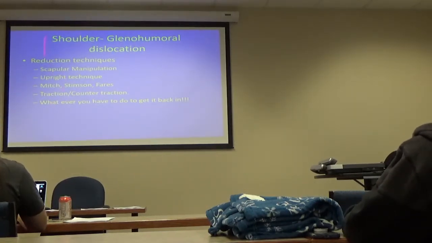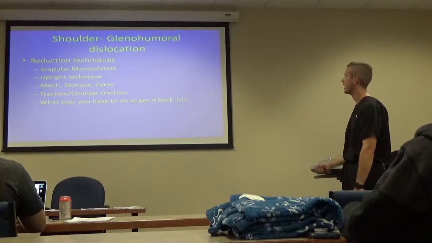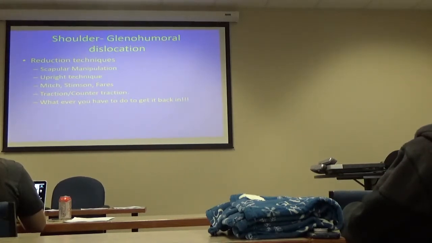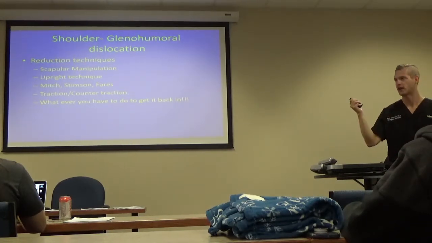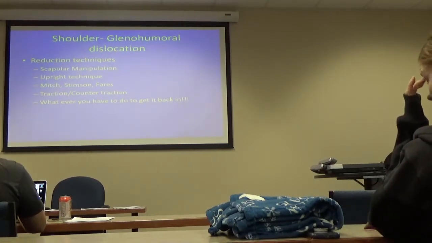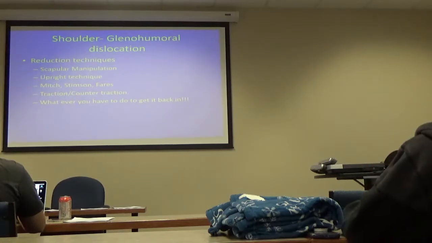So there's a billion different reduction techniques, and you can YouTube and Google all those sorts of things. I use traction counter-traction a lot. There's tons of different ways to get these things in. My favorite way to get these things in is the way that works. I do them all. I move that shoulder around, I get it into place. Traction counter-traction works best for me. Distracting the arm, getting it straight, and pulling it and rotating it out really works well too.